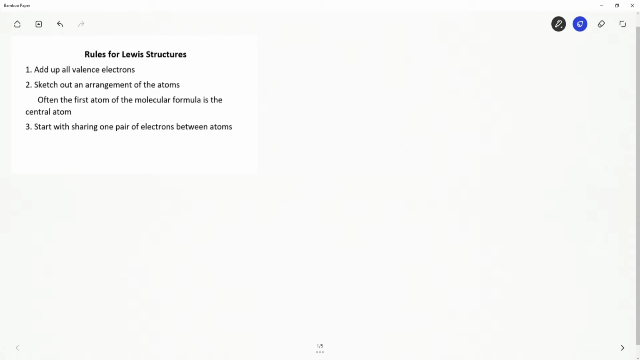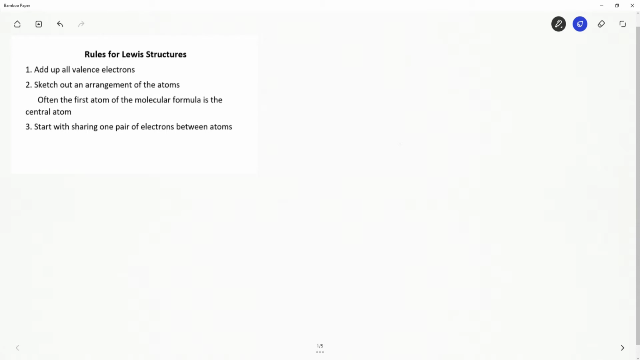Another thing you can look at is how many of each atom you have. If you only have one of a certain atom, it is probably the central atom. Our third rule is that we're going to start with just sharing one pair of electrons between atoms. And if we need to modify that later on, we will modify that later on.